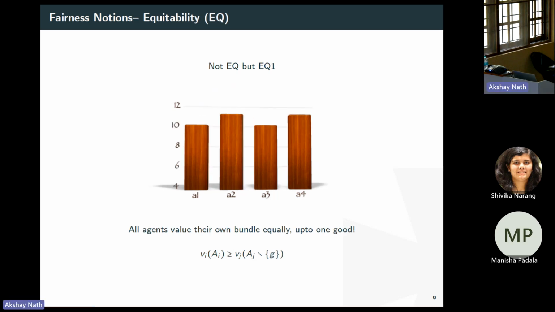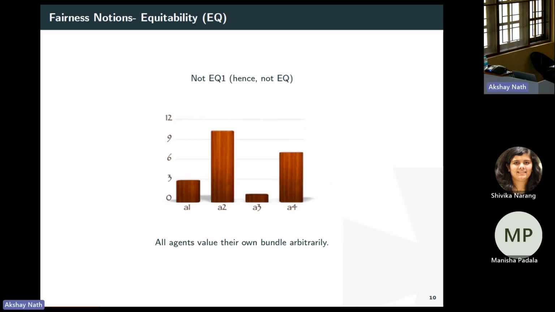But the bad thing with envy-freeness and equitability is that they might not exist in every instance. So we resort to approximations. One powerful approximation is that you just hide one good from the envied or non-equitable bundle, and then you're good to go. You achieve equitability or envy-freeness. That's the concept of EQ1. And in binary valuations, this just falls back to saying that the utilities are either u or u plus 1. They're off by 1. Okay, so this is the concept of EQ1.